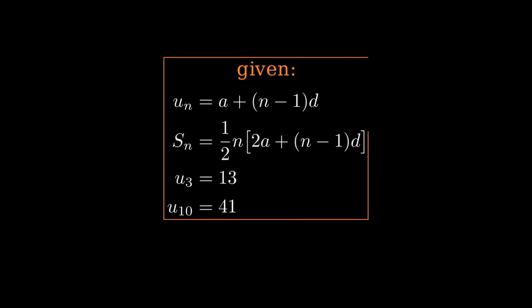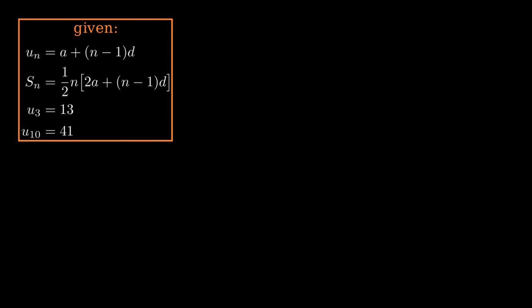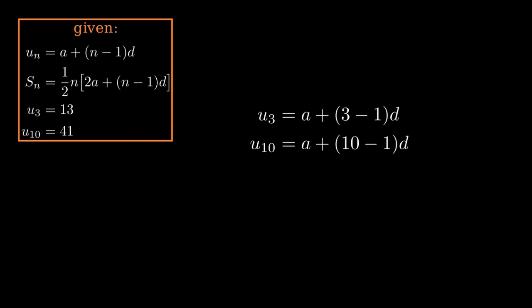Okay, part A now, start with our given information. U sub n is the nth term. That's a formula that's given to you on every exam. And S sub n is the sum of n terms. That formula is also given to you. And then U sub 3, U sub 10, those are the particulars for this problem. All right. So I'm going to write down U sub 3, U sub 10 in terms of A and D.